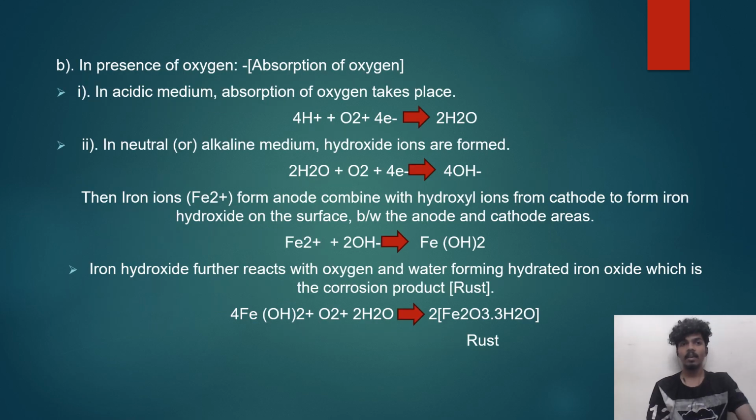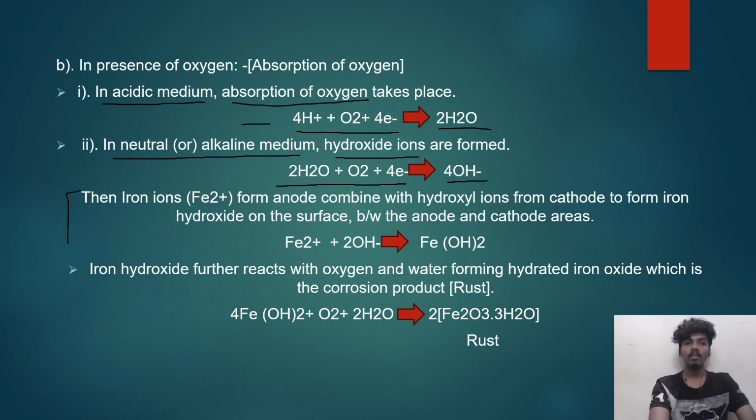Now let's see in the presence of oxygen. First one, in acidic medium. Here absorption of oxygen takes place. Here is the chemical reaction for it: 4H+ plus O2 plus 4 electrons gives rise to 2 molecules of water. Now the second one is in neutral or alkaline medium. Here the hydroxide ions are formed. The chemical reaction for it is 2H2O plus O2 plus 4 electrons gives rise to 4OH-, which is nothing but 4 hydroxide ions.